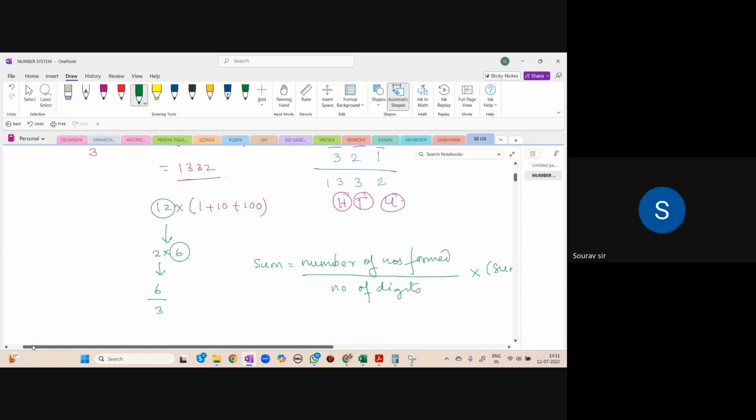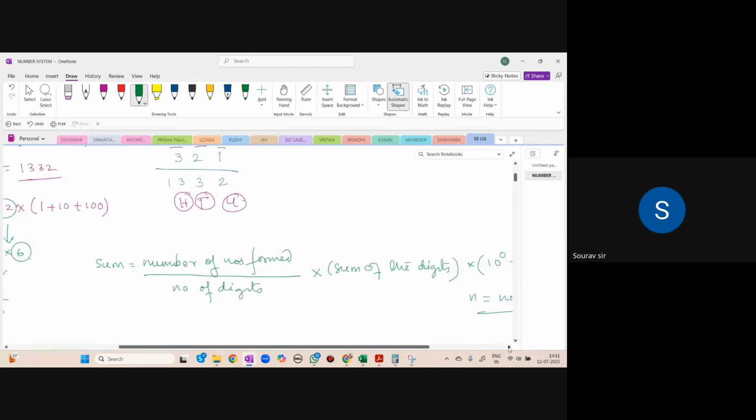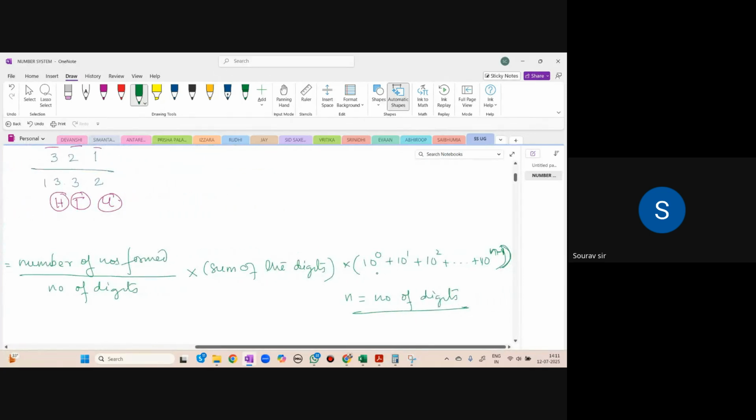So first you have to calculate the number of numbers that can be formed. Divide that by the number of digits. Multiply it with the sum of the digits. And then multiply that with this sum: 10 to the power 0, 10 to the power 1, 10 to the power 2, up to 10 to the power n minus 1, where n represents the number of digits.